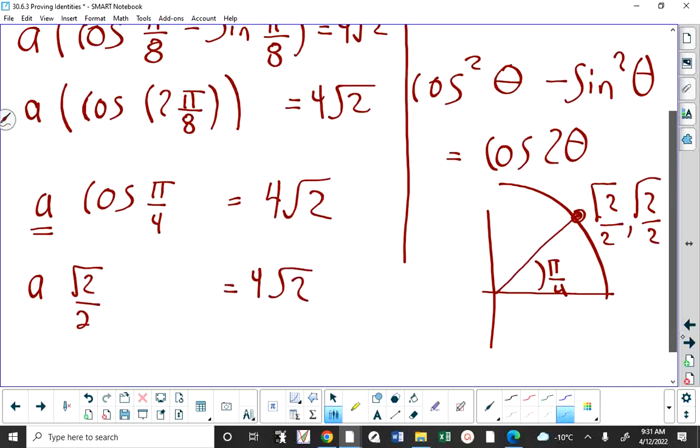Now what we just have is an equation where you have to solve for a. Well, I would divide both sides. I don't know that we really need to show this. I would divide both sides by root 2. And then I'm left with a over 2 equals 4, so I can multiply both sides by 2 and get a is equal to 8. Does that make sense? Okay.